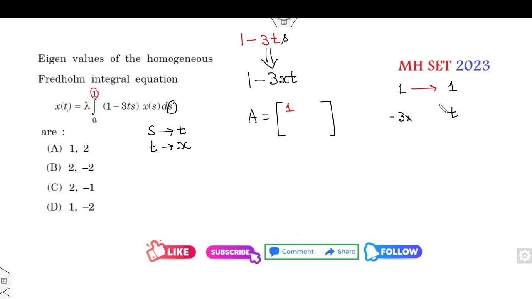Integration of 1 is 1. Integration of 3x is minus 3 over 2. Integration of this number is minus 1. Integration of this number is a half.